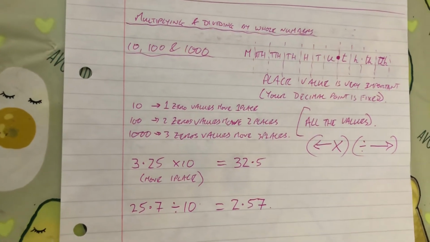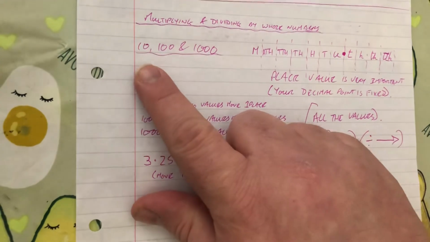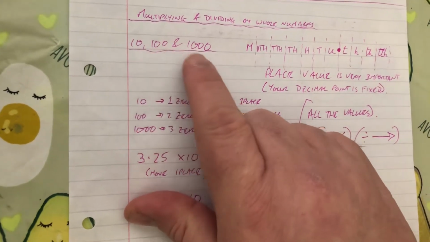Okay, what we're doing this week is multiplying and dividing decimals by whole numbers. So we'll start off with the easy ones, multiplying and dividing by 10, 100 and 1000.